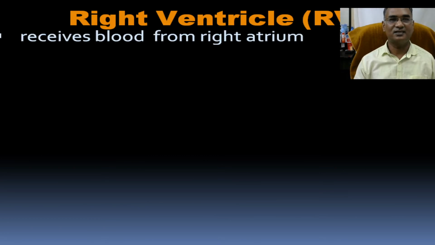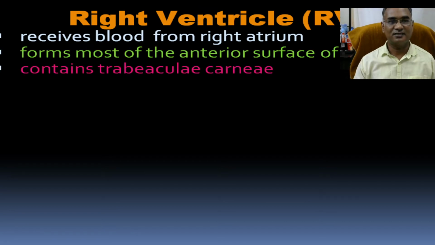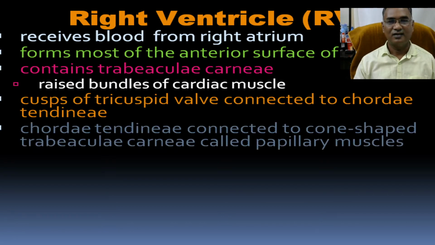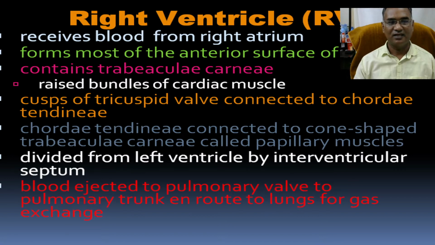So the right ventricle is responsible for collecting the blood from the right atrium, and once it is full, automatically there will be pressure, so that systole will start. I mean, right ventricular systole starts, and blood is ejected through the pulmonary valve to the pulmonary trunk, en route to the lungs for gas exchange. This is the second right ventricular function.